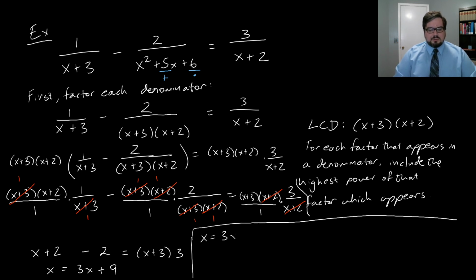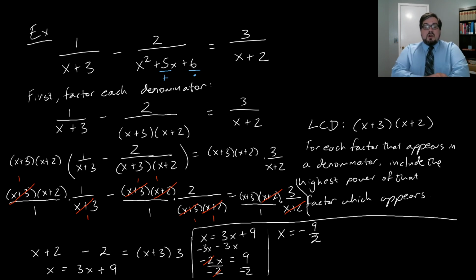Let's finish this up here. We have x equals 3x plus 9. I'll go ahead and subtract 3x from both sides to get negative 2x equals 9. And then divide both sides by negative 2. And once I cancel these, we get that x is equal to negative 9 halves. So once again, we got to the point where we have just a single possible solution. So negative 9 halves is our potential solution.